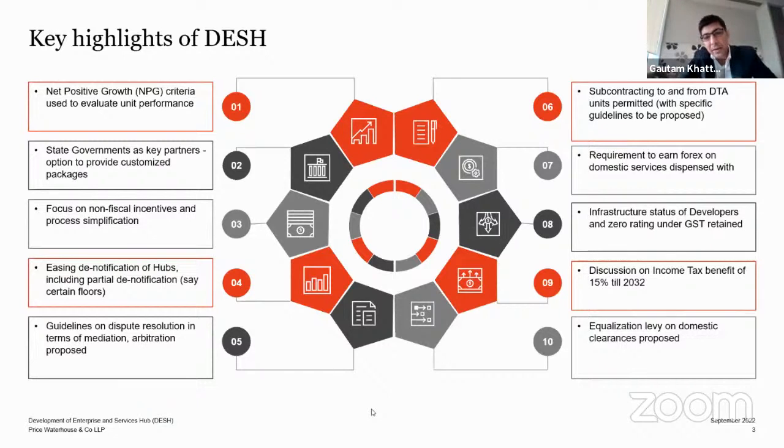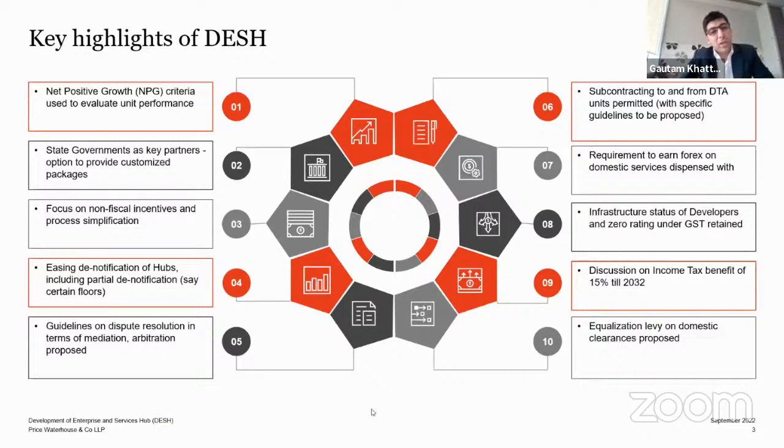The second bucket is more from the fiscal and non-fiscal benefits which are there. Primarily, we are speaking here of fiscal benefits, but what is important for us to understand is the drastic change which the DESH bill brings in terms of the duty elements which are there under the current regime when you look at SEZ.